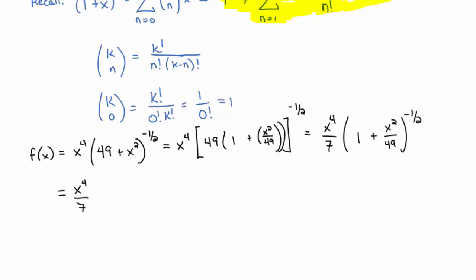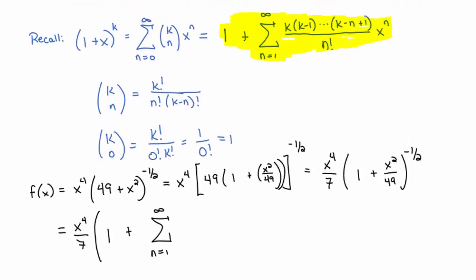And again, this will expand out to 1 plus a summation from n equals 1 to infinity. And it'll be k. K in this case is negative 1 half, times k minus 1, so negative 3 halves, k minus 2, negative 5 halves, and so on and so forth down the line, dot, dot, dot, all the way down to k, which is negative 1 half, minus n, and then plus 1. We're going to clean that up in a moment. And this is all over n factorial.